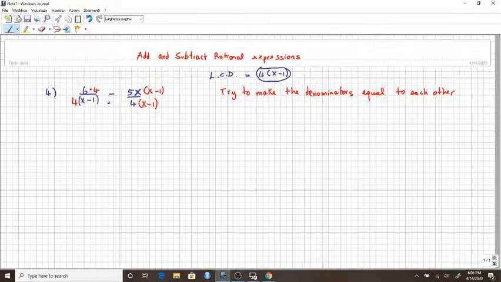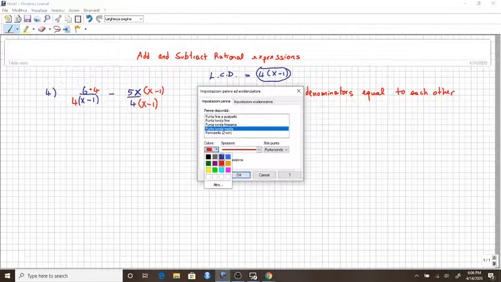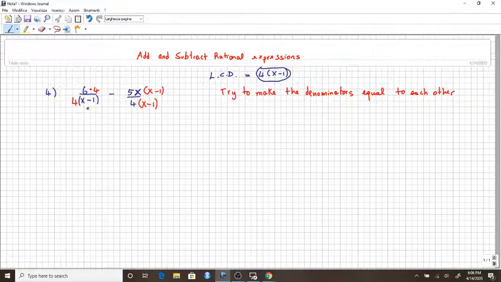And then, once you do that, it becomes exactly like problem number 1, problem number 2, and problem number 3 I showed you earlier. Because the denominators are the same, you can just combine the two numerators. So now we have the same denominator, which is 4 times x minus 1. So we can combine the two numerators, and what I need to do is just multiply 6 by 4, which is 24, and then here I have a negative 5x times x minus 1.